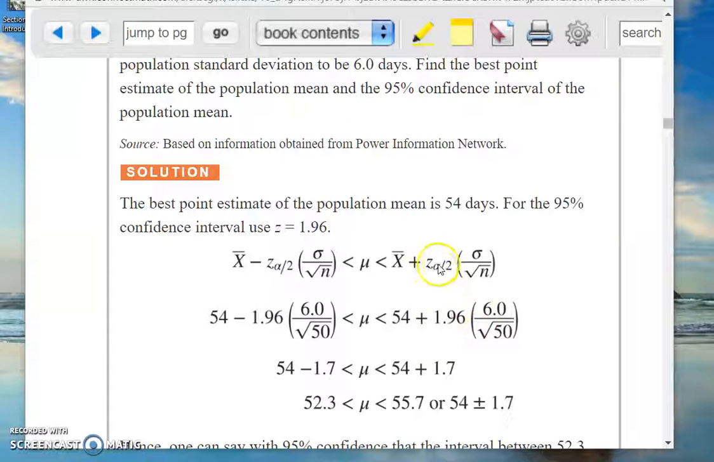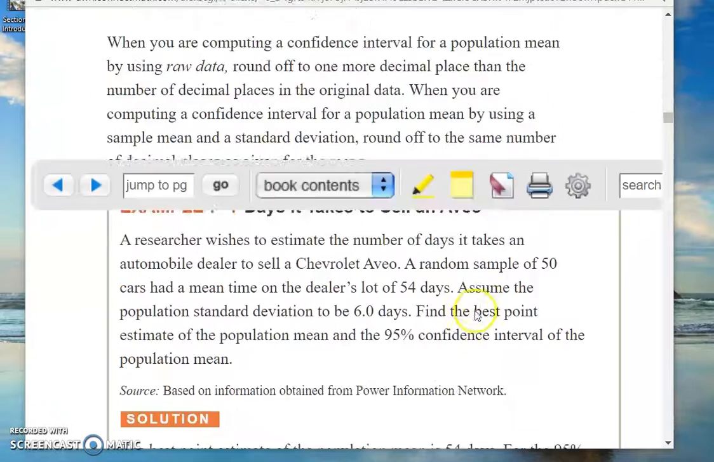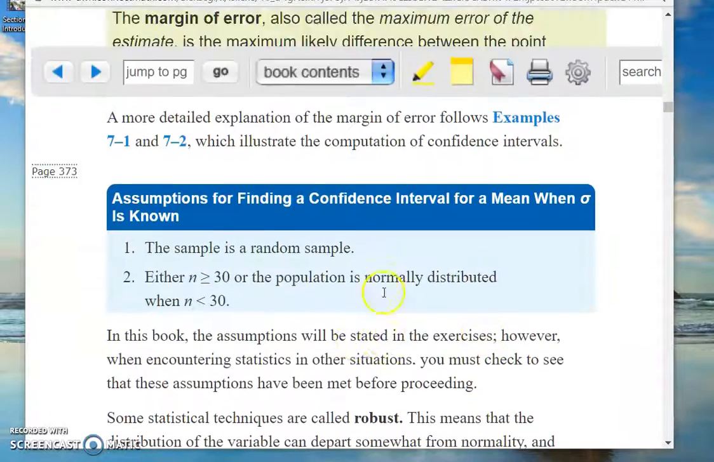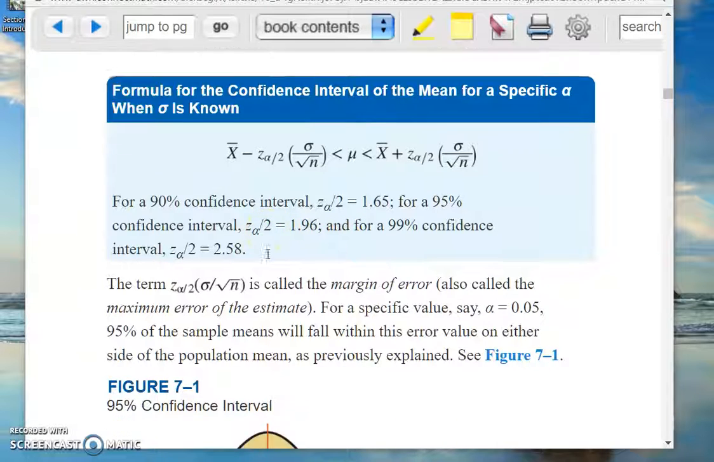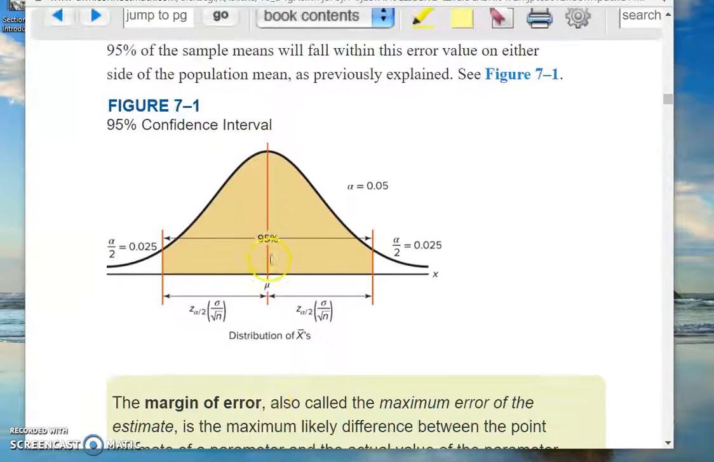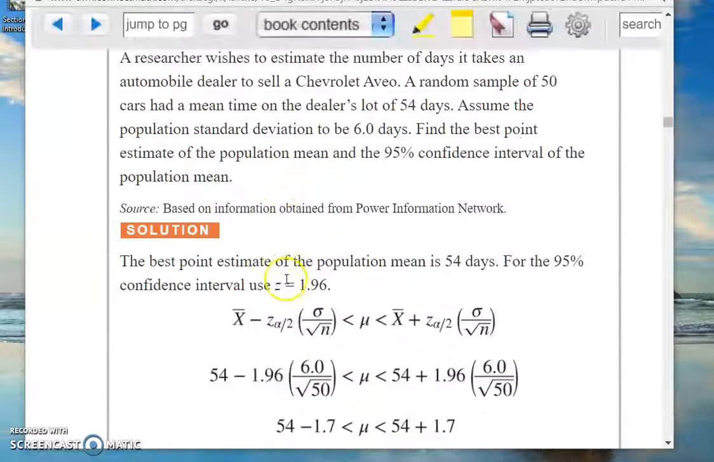How do you choose the z alpha over 2? Well, that just comes from a little bit of experience in looking at the table. Plus up here, I believe he does give us the common ones. For a 90% confidence interval, the z sub alpha over 2 is 1.65, and so forth. So you can write that down somewhere and memorize it, or just have it on your cheat sheet, however you want to do it. Okay, so we get those numbers.